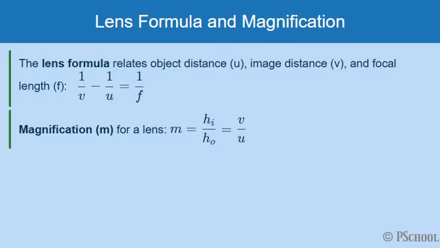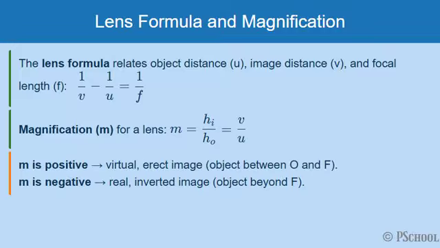Magnification for a lens, m equals height of image over height of object, which equals v over u. Note, no negative sign here, unlike the mirror formula. If m is positive, the image is virtual and erect, object is between O and F. If m is negative, the image is real and inverted, object is beyond F.